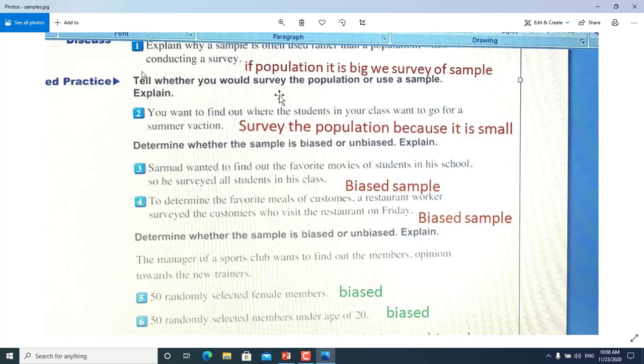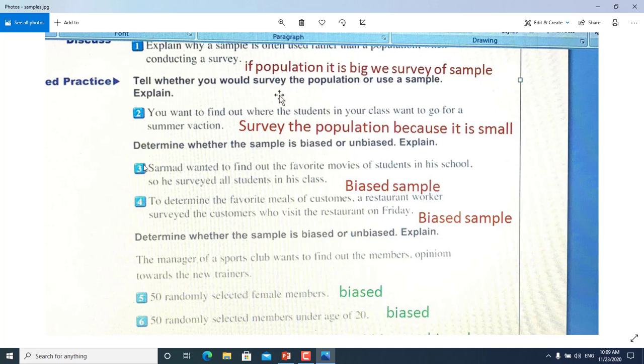Let's solve the practice on page 55. Number 1, explain why a sample is often used rather than the population when conducting a survey. We said that when the population is very big, you can use a sample to survey. And number 2, tell whether you would survey the population or use a sample. Explain. You want to find out where the students in your class want to go for a summer vacation. We want to find out just my class, so it's not very big. You can survey the population because it is small.